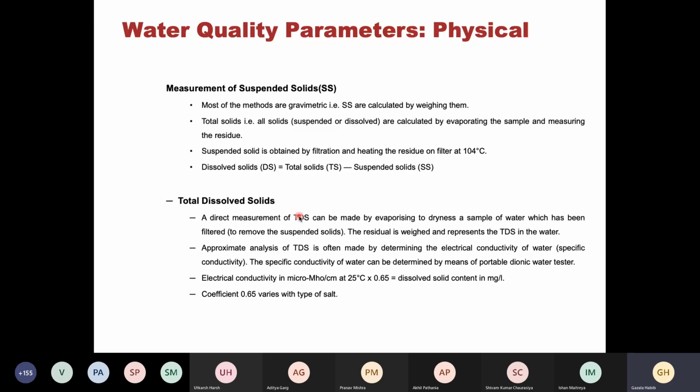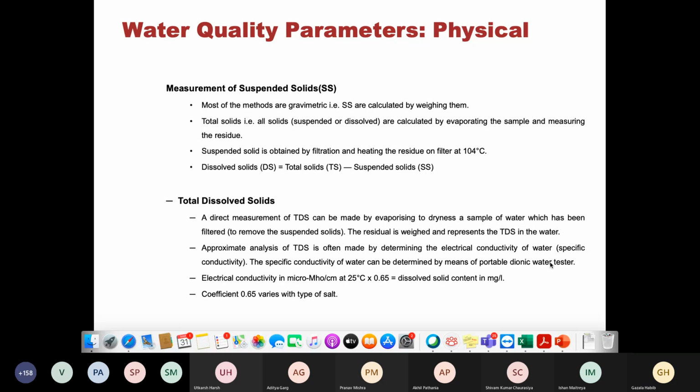Total dissolved solid: a direct measurement of TDS can be made by evaporating to dryness a sample of water which has been filtered. The residue is weighed. So this is what I was saying. You can just dry the filter at low temperature.